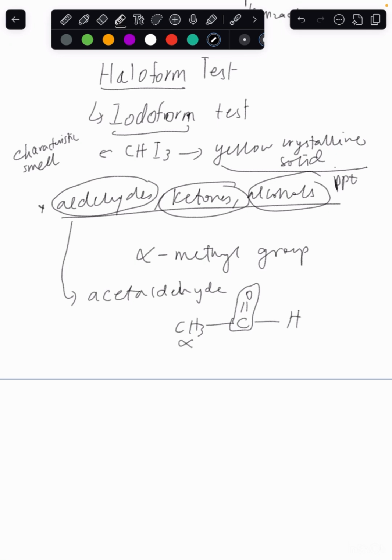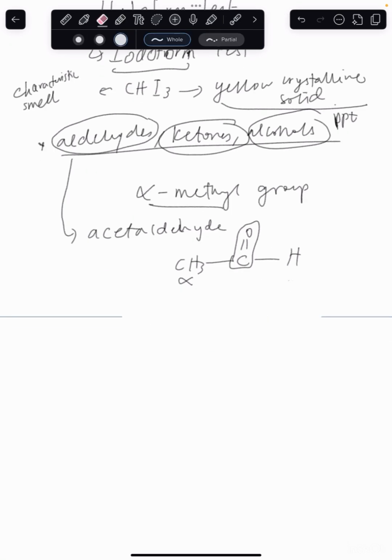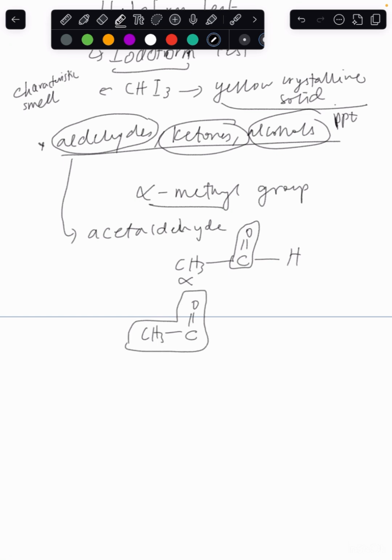Now if we have an ethanol, if we have a propanol for example, we do not have an alpha methyl group. We have a methyl group which is on the beta carbon. So only acetaldehyde will give the iodoform test positive. Now in ketones, the alpha methyl group is present in basically this structure. Now this R group may be different, for example C2H5 or CH3. Let's just stick to acetone for now.